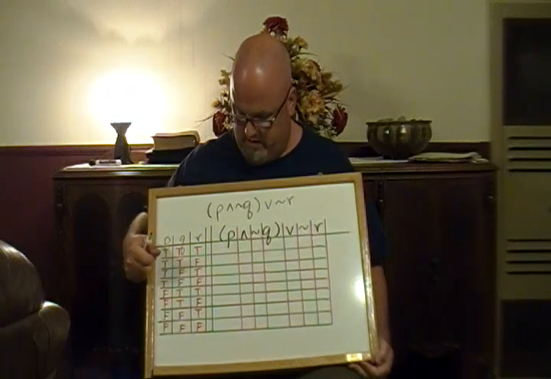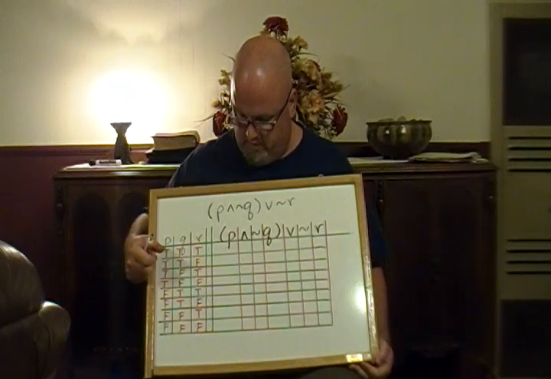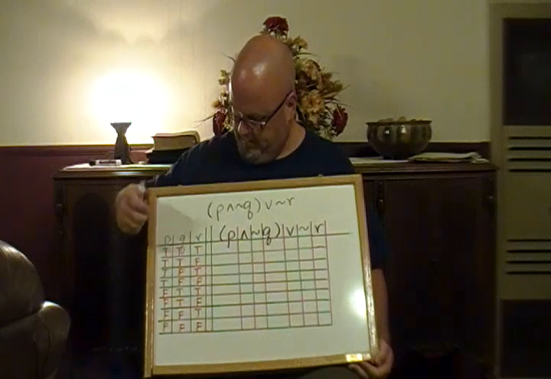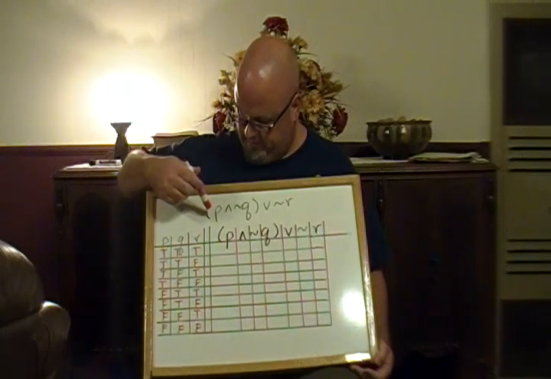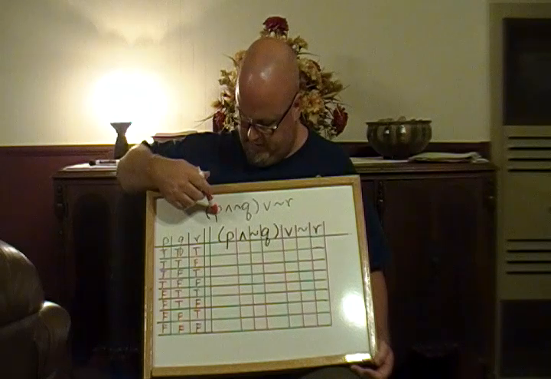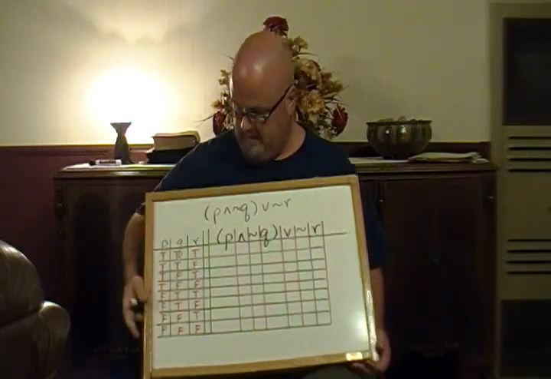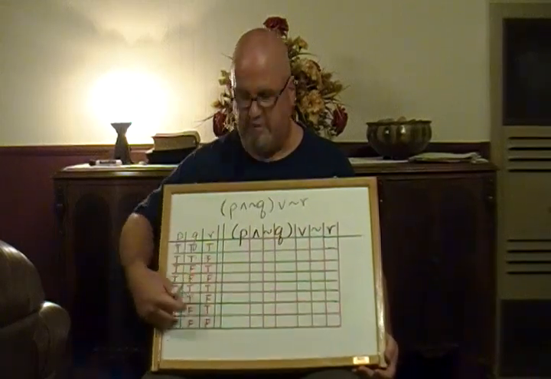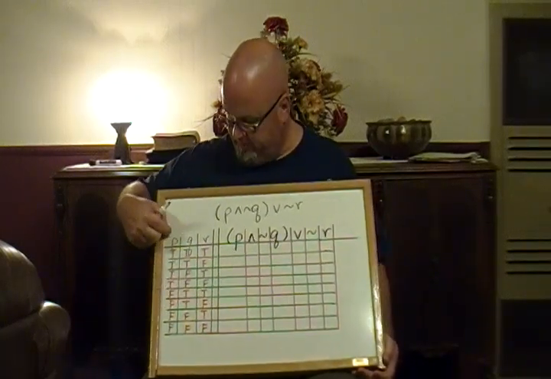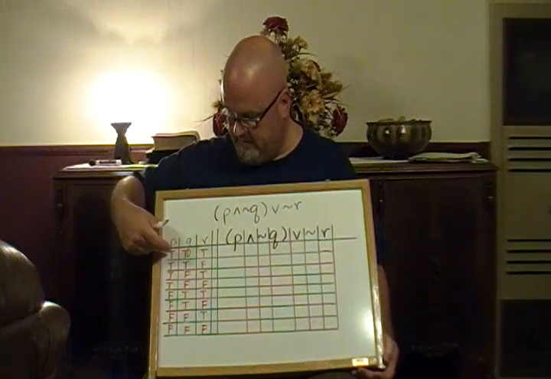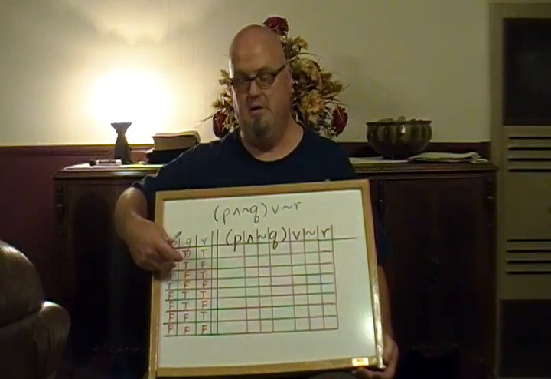Alright, now we're going to try a little more complex truth table. Eventually we're going to evaluate this compound statement: P and not Q or not R. Now if you're wondering where these trues and falses came from over here, we have three statements, P, Q, and R, and these are all the possibilities.